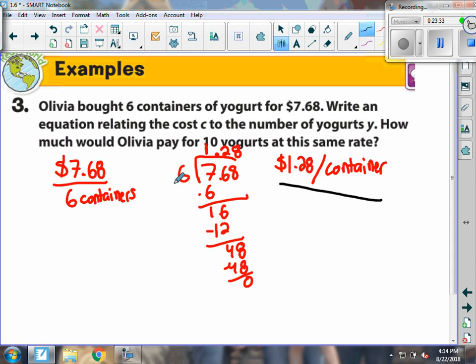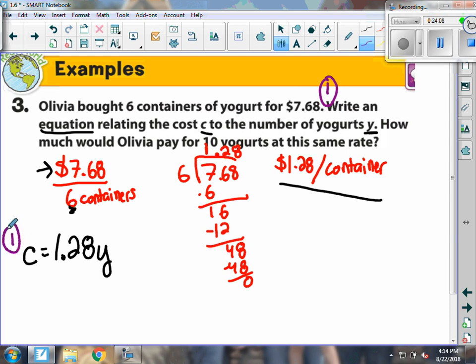So I'm going to write a formula now, create an equation. So my cost is equal to the cost for 1 times however many yogurts they buy, Y. Because if I buy 1 yogurt, then it's $1.28 for 1 yogurt. If I buy 6 yogurts, it's going to be $1.28 times 6, which is going to be $7.68. So here's my formula. So write an equation. So here's the first part. Write an equation. There's the answer to the first part.